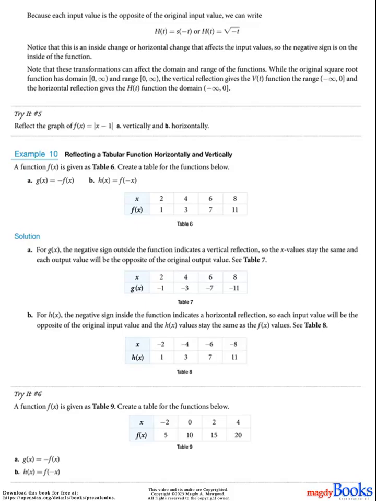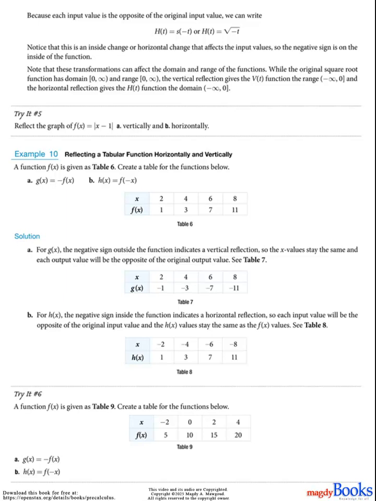Solution. a. For g(x), the negative sign outside the function indicates a vertical reflection, so the x values stay the same, and each output value will be the opposite of the original output value. See Table 7. For x equals 2, g(x) is -1. For x equals 4, g(x) is -3. For x equals 6, g(x) is -7. For x equals 8, g(x) is -11.